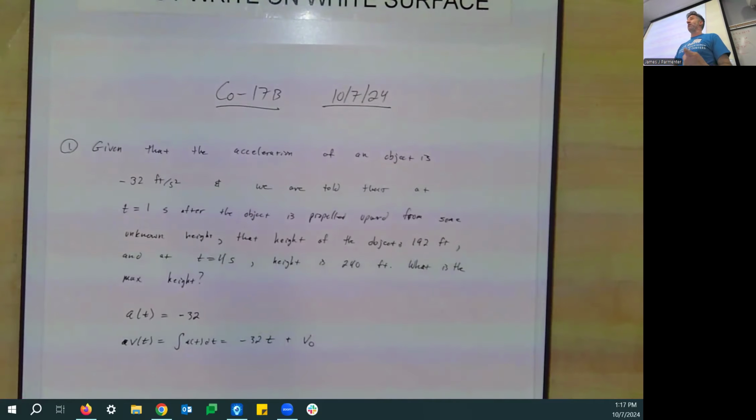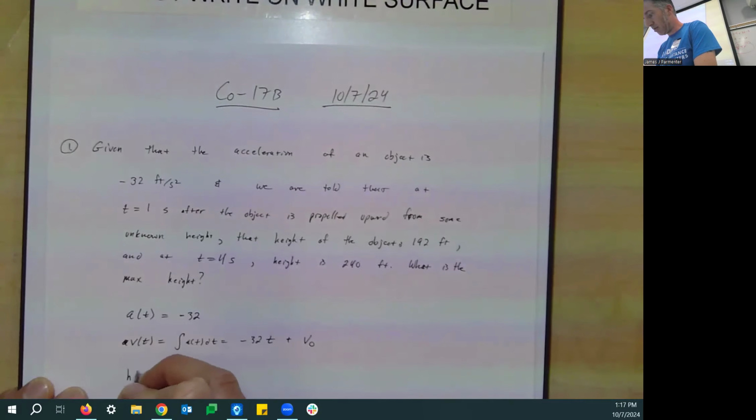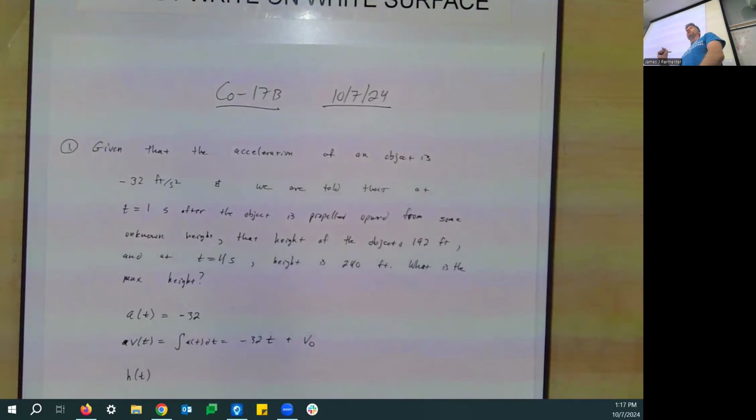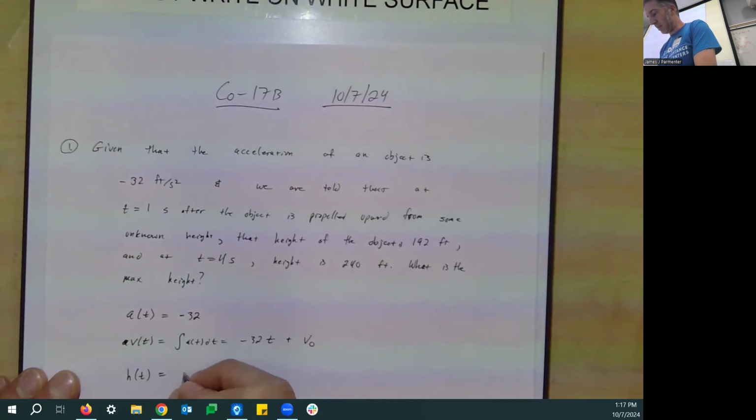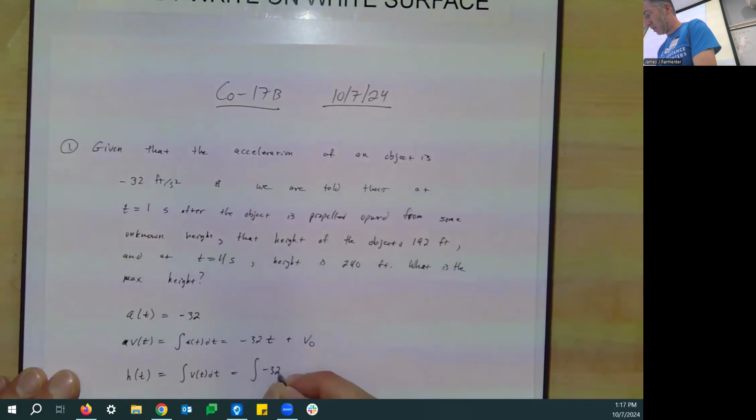So now I'm going to find the position function or the height function by anti-differentiating the velocity function. So the height, and I am thinking height here because I'm thinking about throwing this thing straight up in the air, I suppose, but you could call it position just as well. The height's going to be the antiderivative of the velocity function, which is the antiderivative of negative 32t plus the constant v naught.